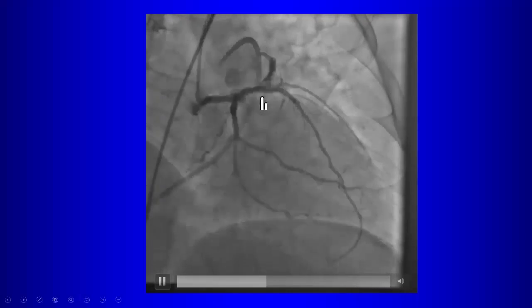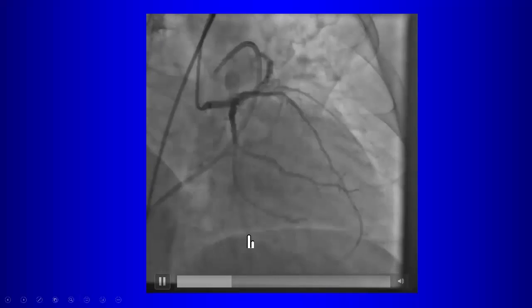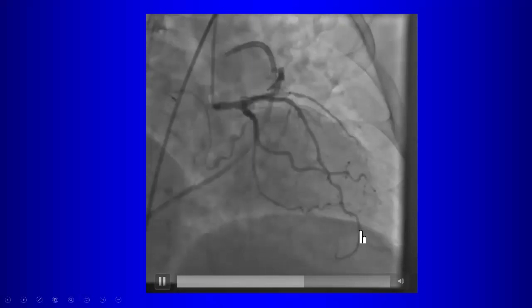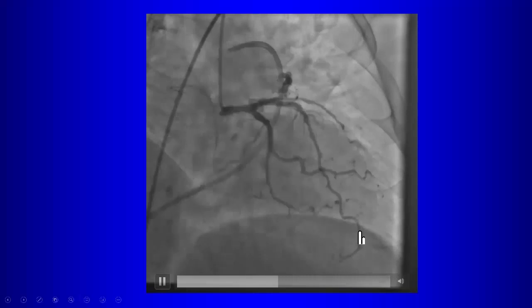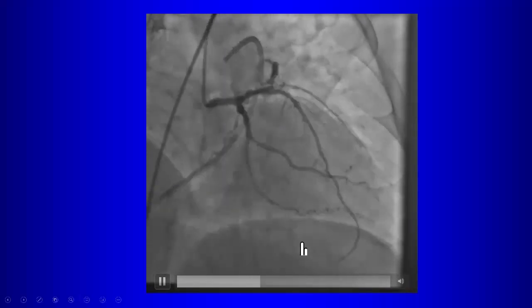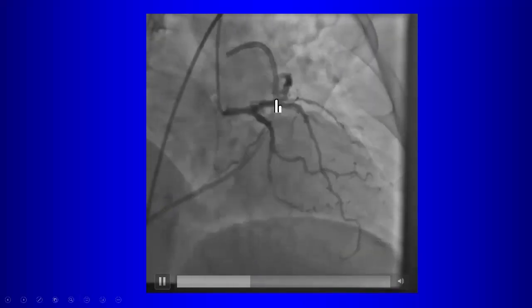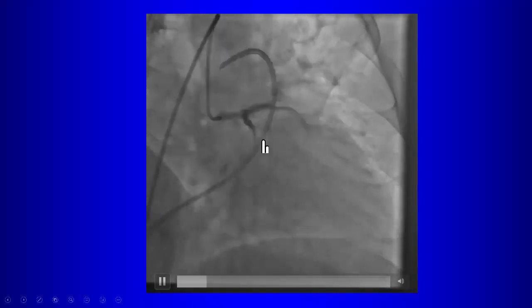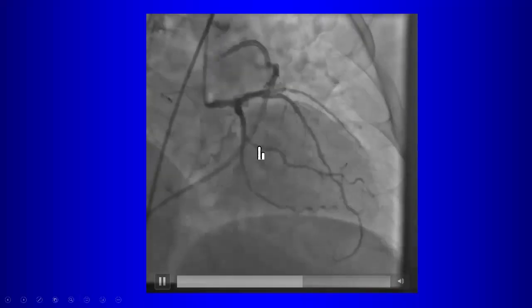So what vessel is this guy? That's the circumflex. Well, first of all, think about the projection, okay? What projection do you think this is? Is this left anterior oblique? No, the heart's on this side. So right anterior oblique? Yeah. So if it's a right anterior oblique, then the vessel in profile here is going to be what? The LAD. Right. And so this guy will be the circumflex.